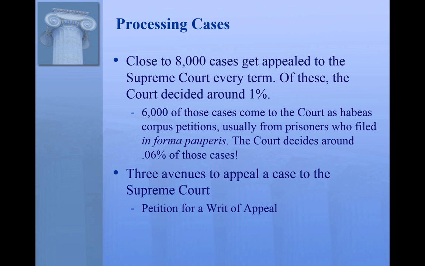First, you can ask for a writ of appeal, but you can only ask for a writ of appeal if you are bringing a case to the court under the Civil Rights Act or the Voting Rights Act. For these kinds of cases, the court does not have discretion. It has to decide them. Congress has said so. But only a very few cases come to the Supreme Court on a writ of appeal.